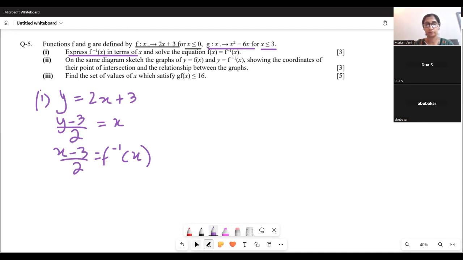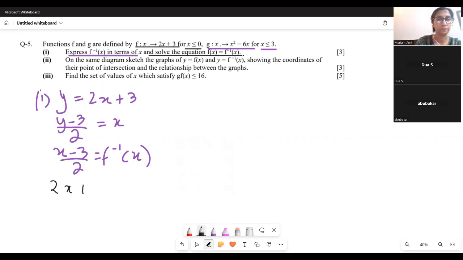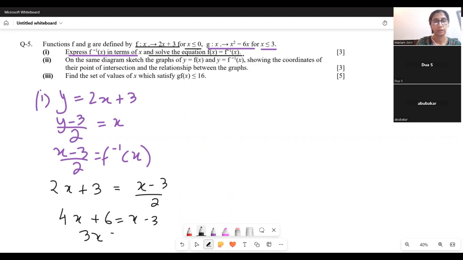And then it says, solve the equation fx equals f inverse of x. So fx is 2x plus 3 and f inverse x is (x minus 3) upon 2. Solve this using algebra. So 4x plus 6 equals x minus 3. So 3x equals minus 9, x equals minus 3. So when you solve fx equals f inverse of x, you get x equals minus 3.